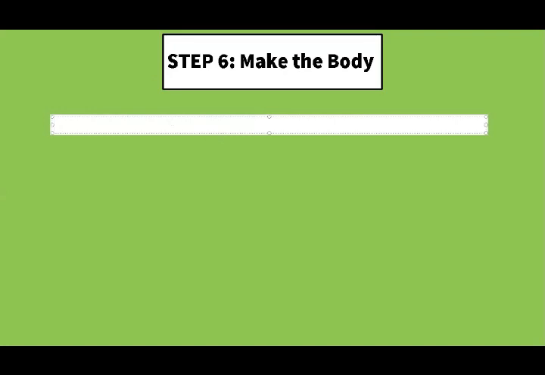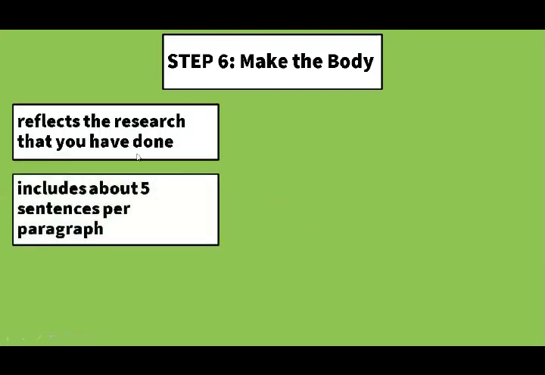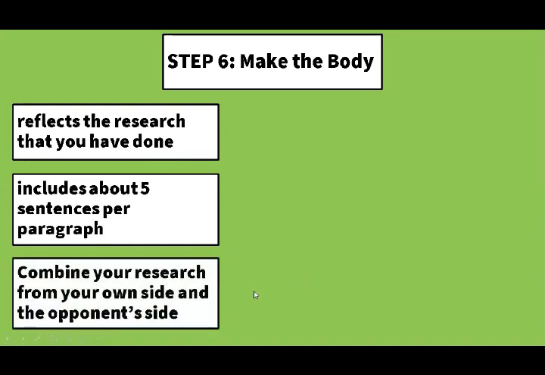So after the introduction, we need to make the body. And grade 10, take note that the main purpose of the body is to support your thesis statement and your 3 best arguments. Okay? Let's proceed. So it reflects the research that you have done. It includes about 5 sentences per paragraph, and combine your research from your own side and the opponent's side. Take note of this. The minimum sentences per paragraph in the body is 5. Okay? You cannot go 4 sentences per paragraph.